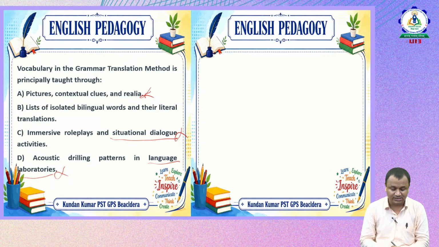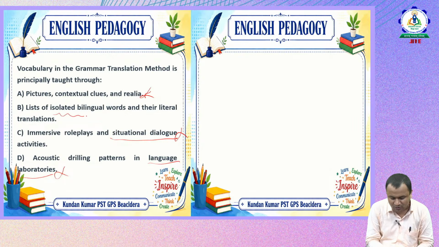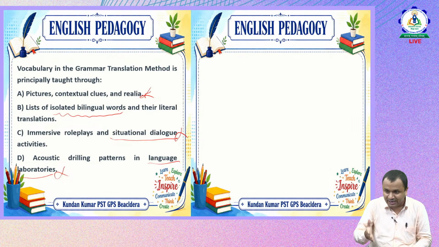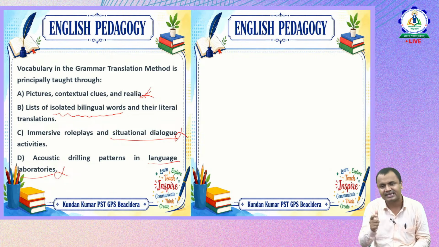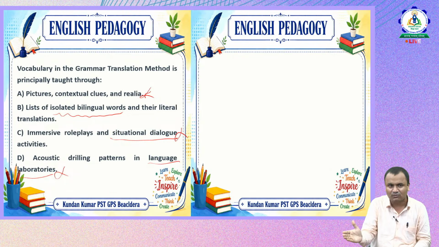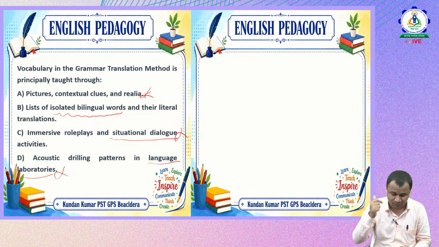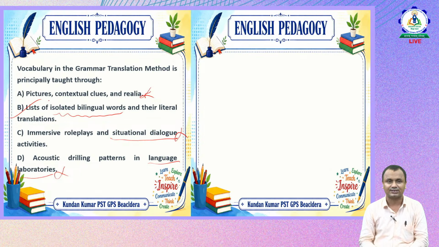So what we do is provide a list of isolated bilingual words. When we say isolated bilingual words, what does it mean? We segregate the word from the context. We just write the word and its meaning in the mother tongue. We isolate the word from the sentence, from the phrase, and then provide the meaning in isolated form in the mother tongue. So option B: we provide a list of isolated bilingual words and their literal translation while teaching through the grammar translation method, or the GTM.